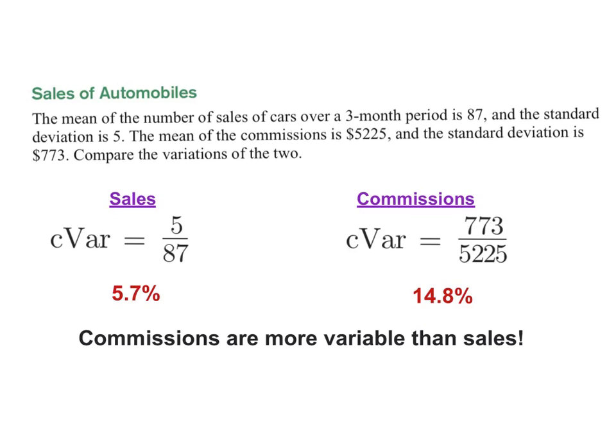So again, the coefficient of variation allows us to compare two separate sets of data, unrelated sets of data most of the time, in terms of their variability, variance, their spread. Okay? That's what the coefficient of variation is good for.